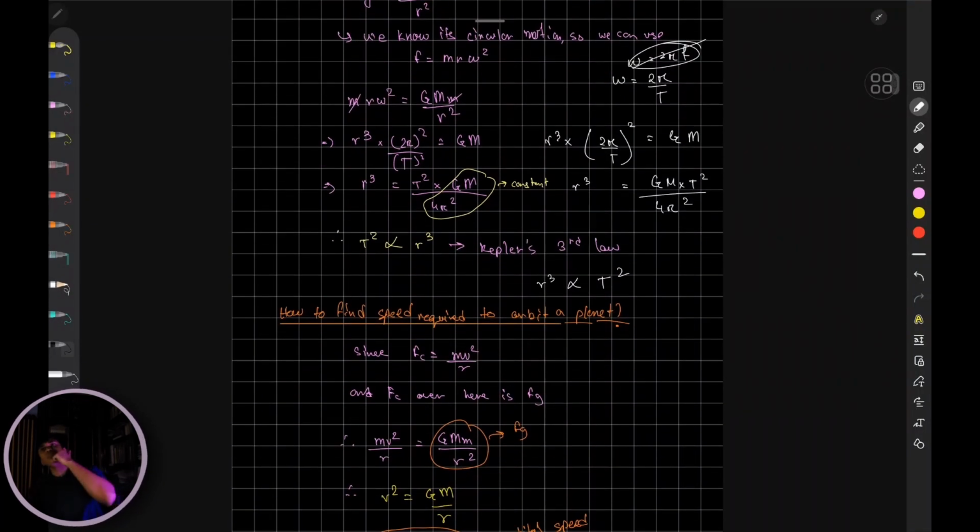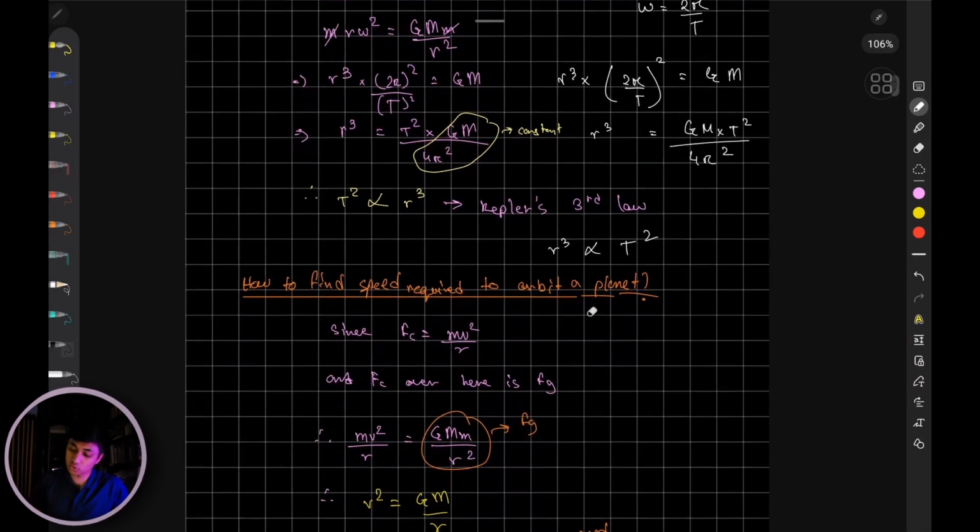Now, let's say you want to understand at what speed the Moon is revolving around Earth. What is its velocity, right? In that case, you're going to use another formula for centripetal force. Even in this case, notice the centripetal force is going to be given by your gravitational force. So your centripetal force you can write as mv squared, because you want to find the velocity of the Moon. So mv squared by r, right?